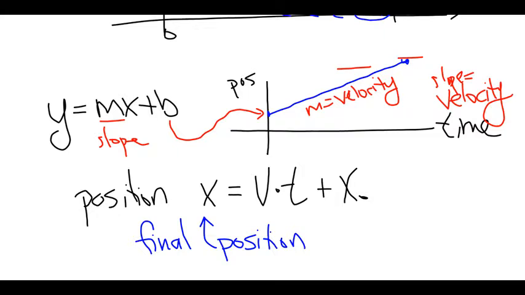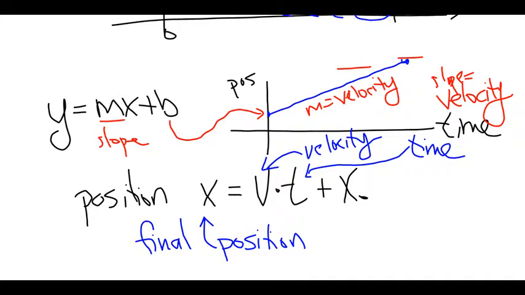Final position equals, this is velocity, and this only works if the velocity is constant. If the velocity is changing, then we have some acceleration to factor in. And don't you worry, we'll get there. Time and initial position. Initial position.